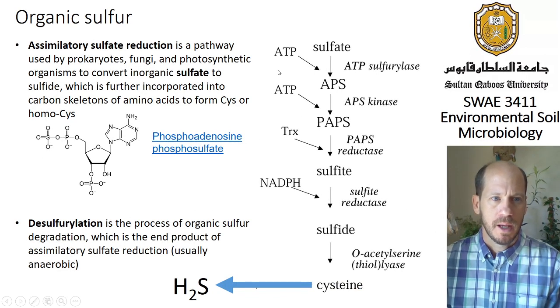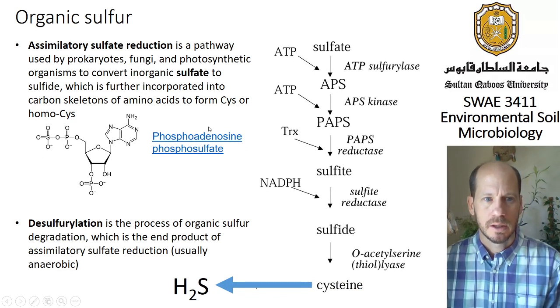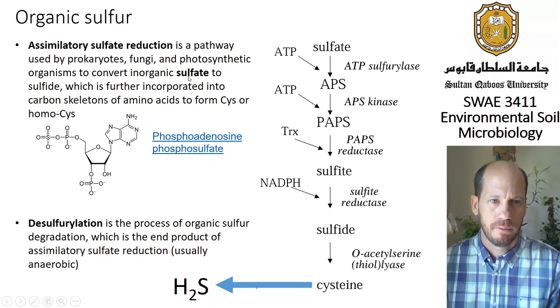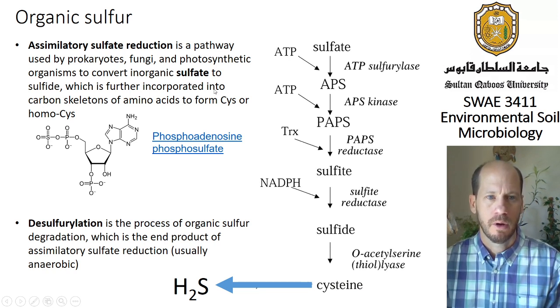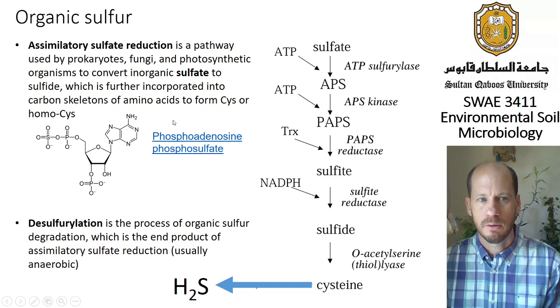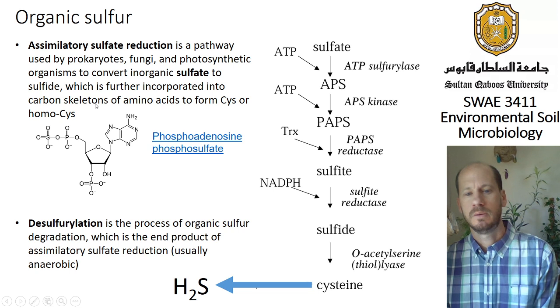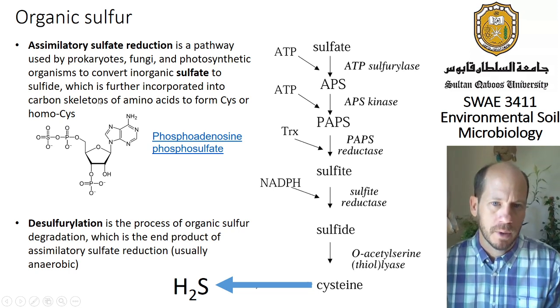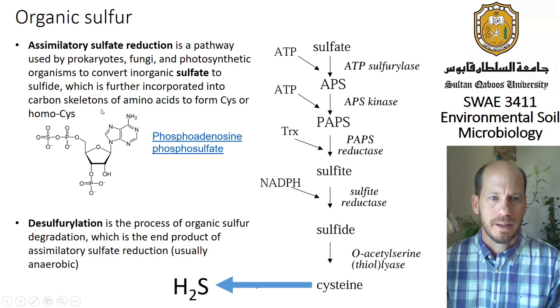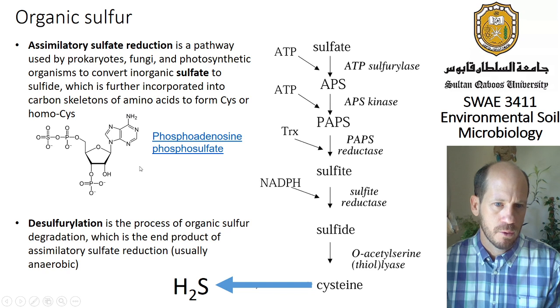So first of all, the assimilatory sulfate reduction is a pathway that many microbes, prokaryotes, fungi, and many organisms use to convert inorganic sulfate into sulfide. Then the sulfide is incorporated into carbon molecules to make amino acids. It's important to say there is an important molecule in this process, which is adenosine phosphosulfate, and then phosphoadenosine phosphosulfate, which is another step in this cycle.